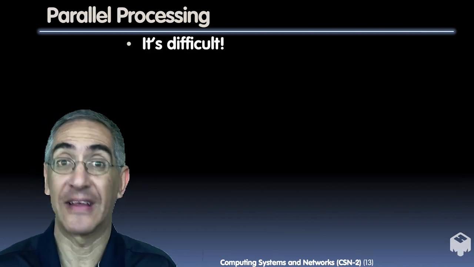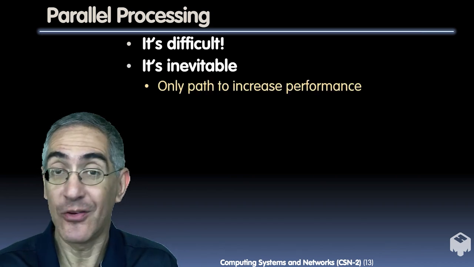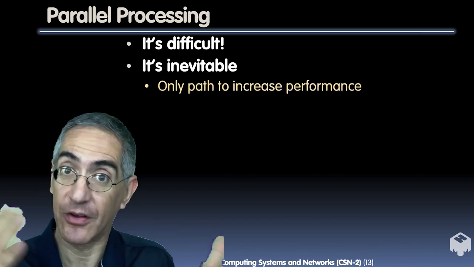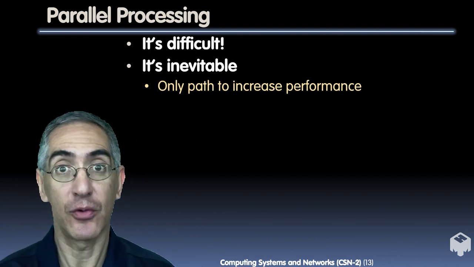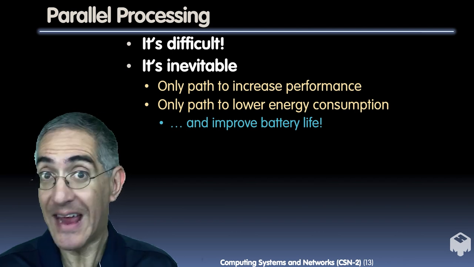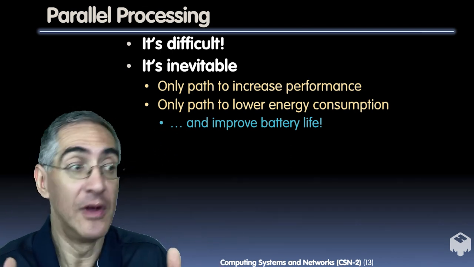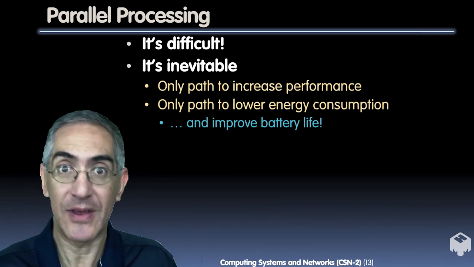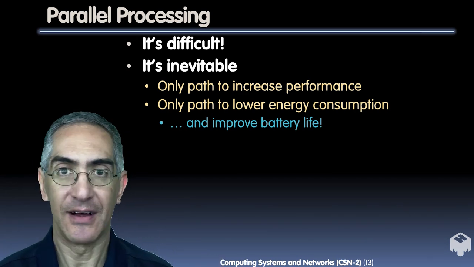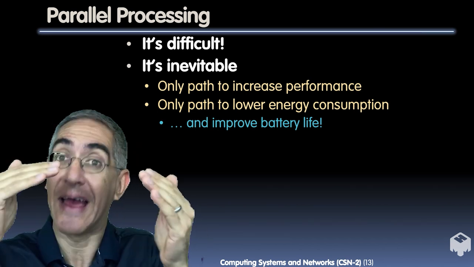So parallel processing, let's take a step back, is really hard. It's inevitable because we had to do that because we couldn't keep our chips cool. We had to go parallel to keep the compute-hungry applications satisfied. It's the only way to increase performance. And by the way, we improve battery life. By not continuing to have the power go up, we don't have to keep this stuff cool, and our battery's happier. So nowadays laptops can go for 10 hours, 12 hours, thanks to going parallel and turning the clock rate down.